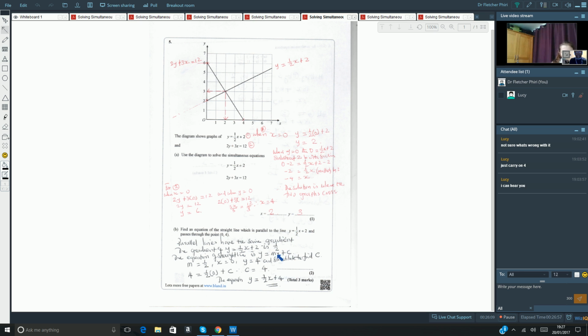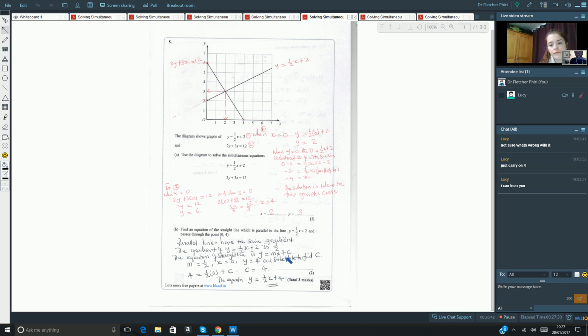So you need the property of gradients of parallel lines, but you also need to know how to write the equation of a straight line. So this is the equation of a straight line: y is equal to mx plus c, which is what I went through with you. Now you know what m is already. m is half. That's what you're being given. And because this line is passing through this point, it means your y is going to be 4.